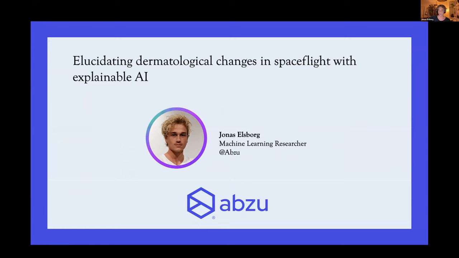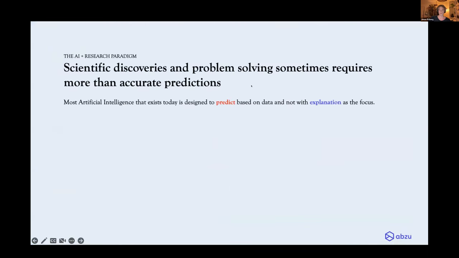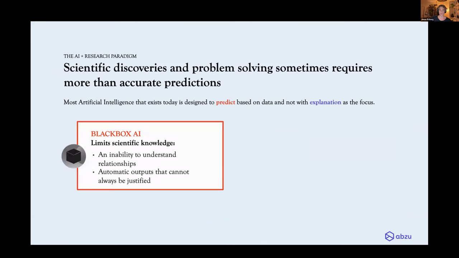I'm Jonas. I come from the Danish startup company called ABZU, where I work as a machine learning researcher. And this talk is titled Elucidating Dermatological Changes in Spaceflight with Explainable AI. So this reveals that the approach we take here at ABZU is that we try to not only predict based on the data that we have, but we also want to explain the models that we find.